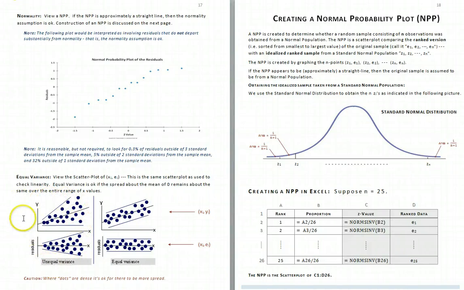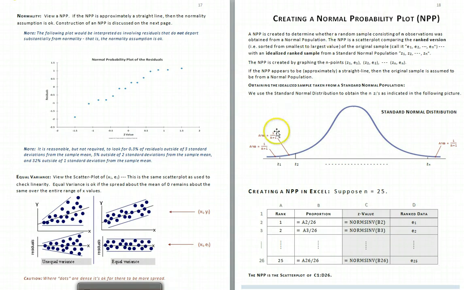The two plots on the left show a situation where equal variance does not hold. It's easiest to see that equal variance does not hold in the plot of the regression residuals versus the x values. In this plot, we see an increasing cone shape as x increases. The plots on the right show a situation where equal variance holds. One caveat, however, is that where dots are dense, it's okay for there to be more spread. That's natural.